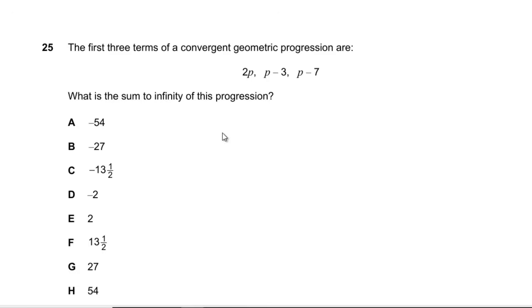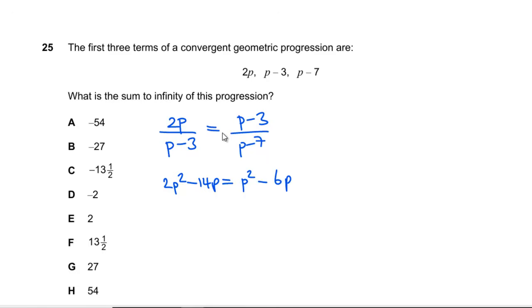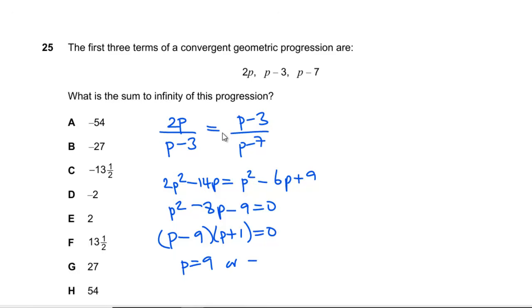25. The first three terms of a convergent geometric progression are these. What's the sum to infinity? Right, so we've got a geometric progression. The ratio of consecutive terms is the same. So 2p over p minus 3 is p minus 3 over p minus 7. So 2p squared minus 14p is p squared minus 6p plus 9. p squared minus 8p minus 9 is 0. So what's that? p minus 9 times p plus 1 is equal to 0. So we've got p is 9 or minus 1.